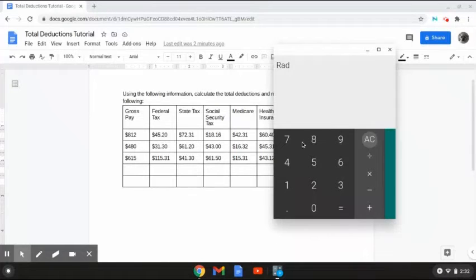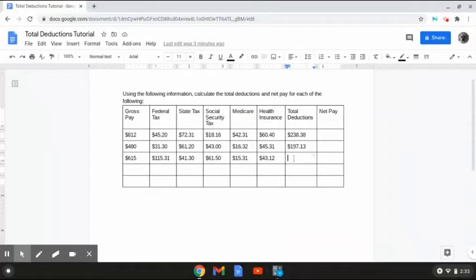So let me pull up my calculator here. 1115.31 plus 4130 plus 6150 plus 1531 plus 4312. All right, so that will get our total deduction amount to $276.54. So the answer to this problem is $276.54 for our total deductions. And that is how to solve this problem. So I'm going to be doing a couple more with you guys.